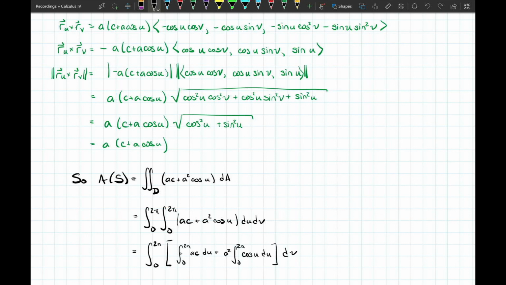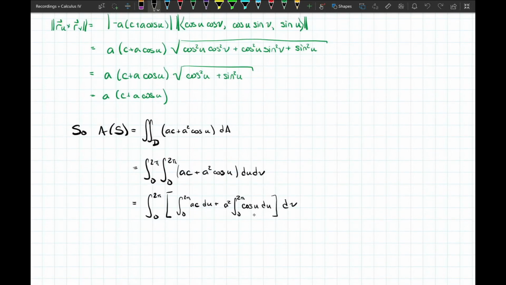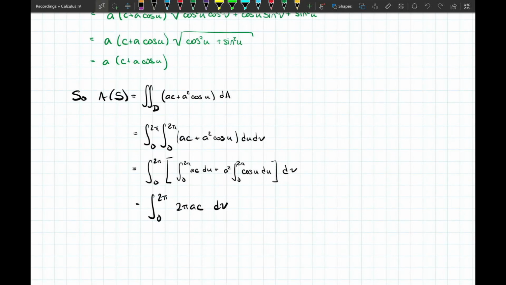We can split that up into two separate integrals, the integral of ac from 0 to 2 pi, and the integral of cosine u from 0 to 2 pi, with the a squared pulled out front. Now the second integral here, if we are integrating cosine u from 0 to 2 pi, that's exactly one period of this periodic function. Well, that's just going to get us 0. The area above and below the curve of cosine u from 0 to 2 pi should cancel each other out. And so that just gives us ac times 2 pi. And now we have to integrate with respect to v, but this is just a constant, so that will just give us an additional factor of 2 pi. And that gives us the surface area of a torus equal to 4 pi squared ac.